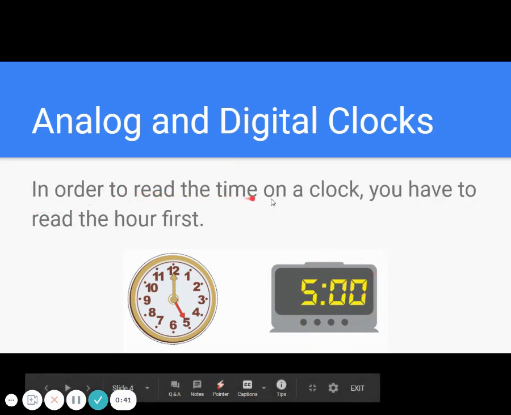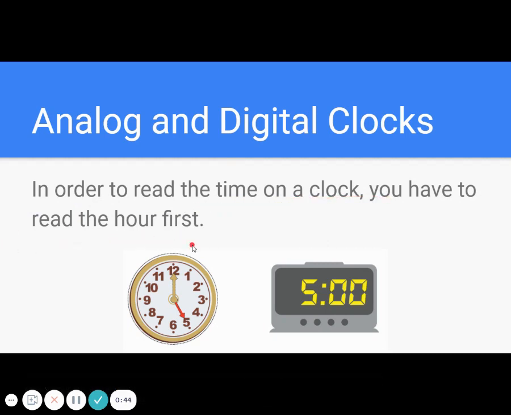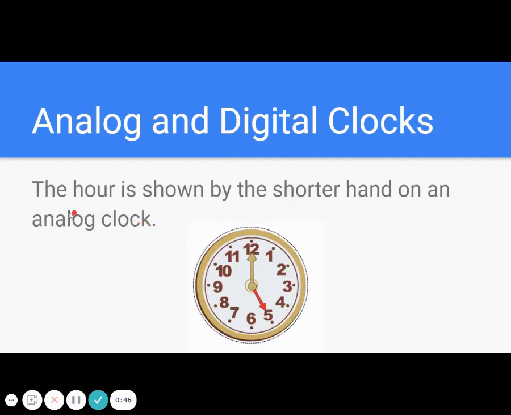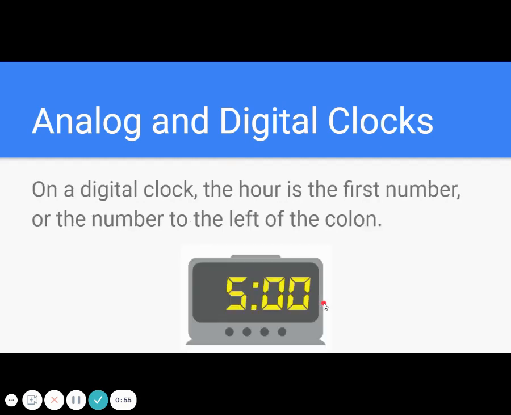In order to read the time on a clock, you have to read the hour first. So for example, the hour is shown by the shorter hand on an analog clock. So this little red hand is the hour hand. On a digital clock, the hour is the first number or the number to the left of the colon. So this first number right here.